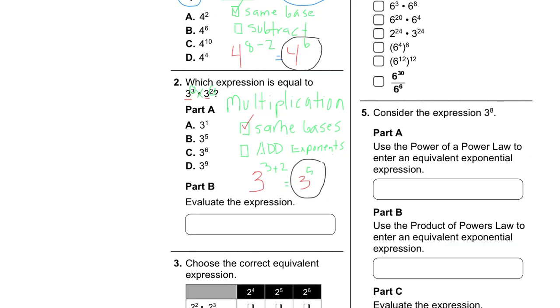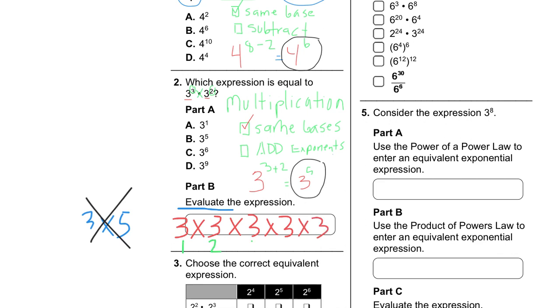Okay, now we're going to evaluate the expression. Evaluate. That means actually calculate the problem. So we need to know that 3 to the 5th power is not 3 times 5. Nope, that's not what it is. It's going to be 3 times 3 times 3 times 3 times 3. That 3 is multiplied 5 times.